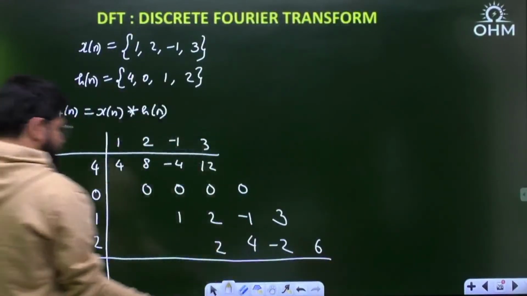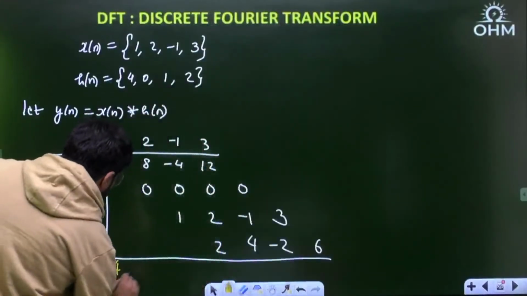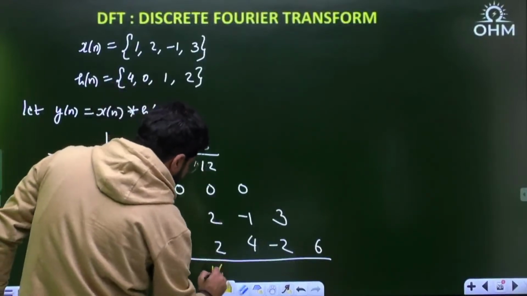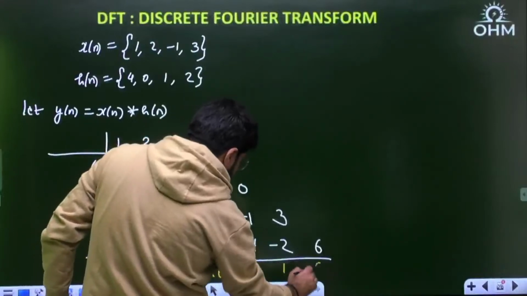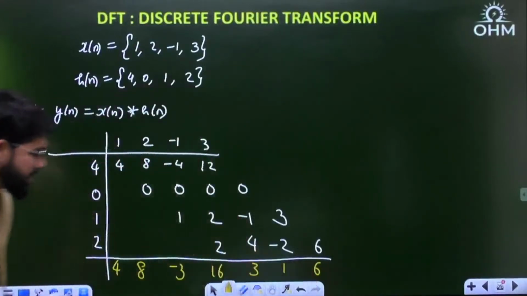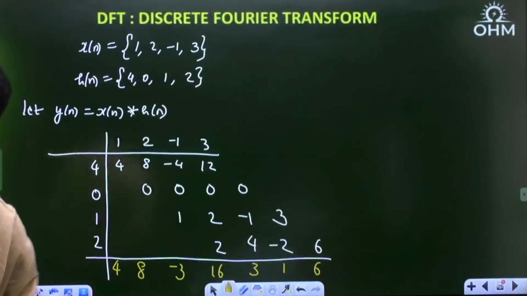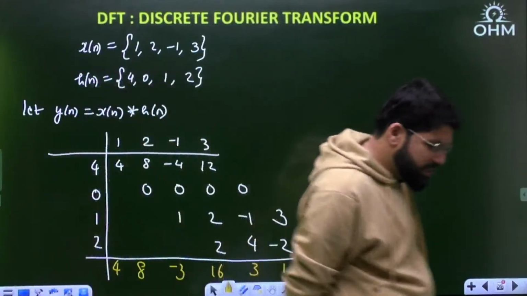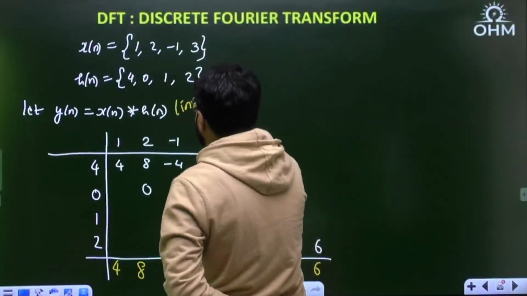Clear? So what is the net result? This is equal to 4, 8, minus 3, 16, and then 3, 1, 6. Perfect. This is what is known as the linear convolution. Now, I have solved a linear convolution.